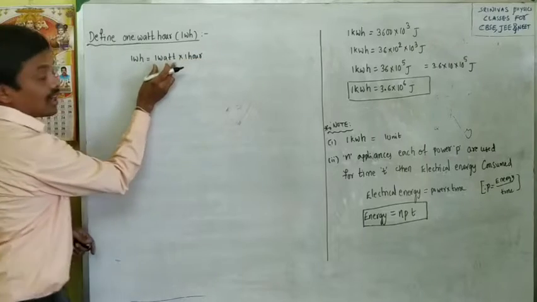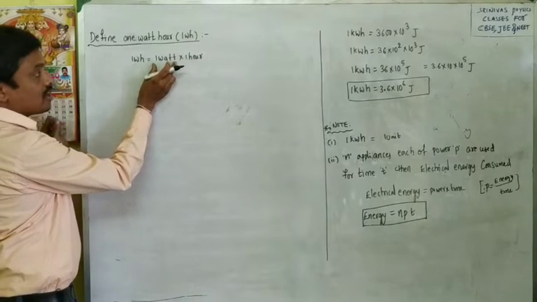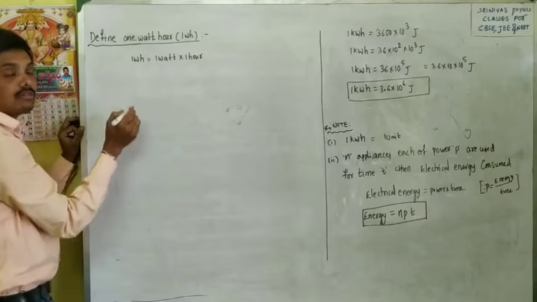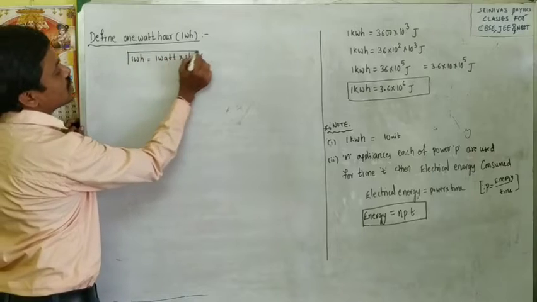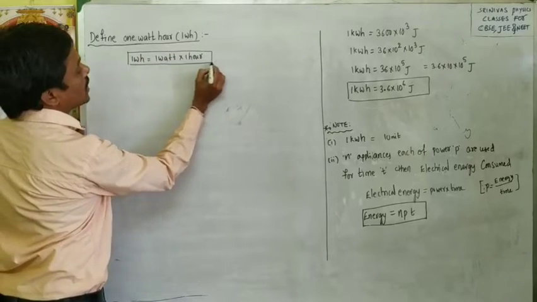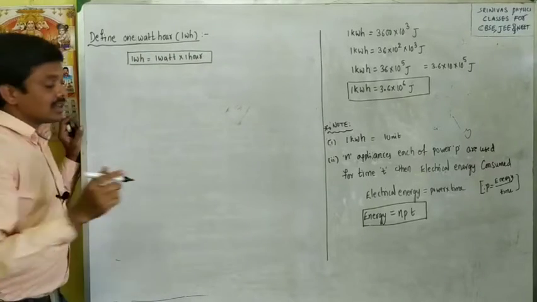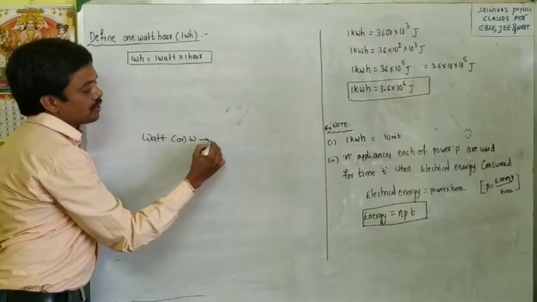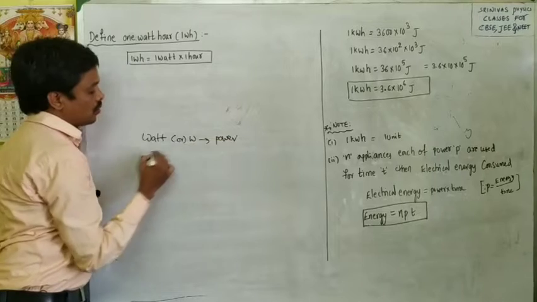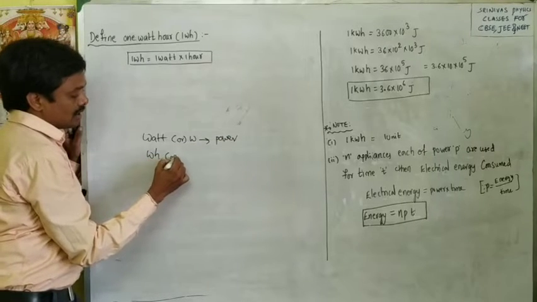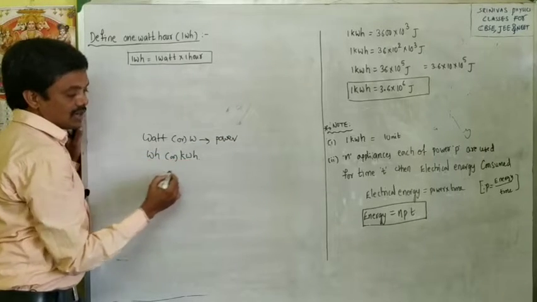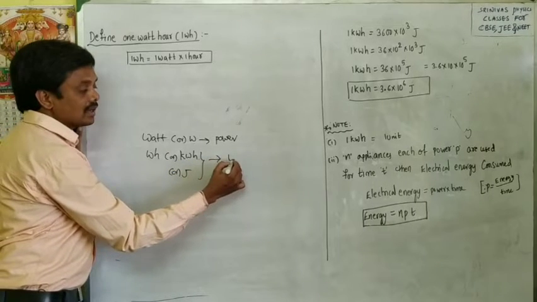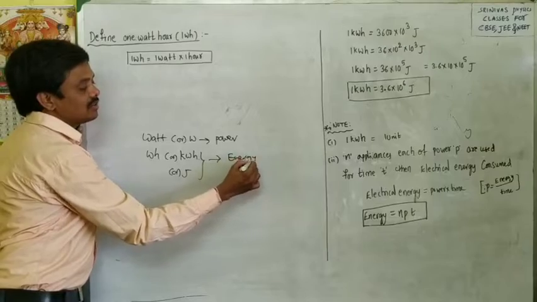If a 1 watt power appliance is used for 1 hour, then the energy consumed is equal to 1 watt hour. Watt hour is the unit of energy consumed, right? Watt, or W, is the unit of power. But watt hour or kilowatt hour, or joule, these are the units of, tell me, energy. Very good.